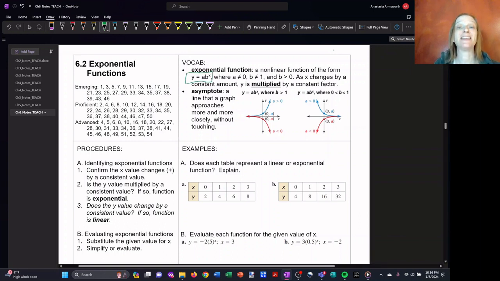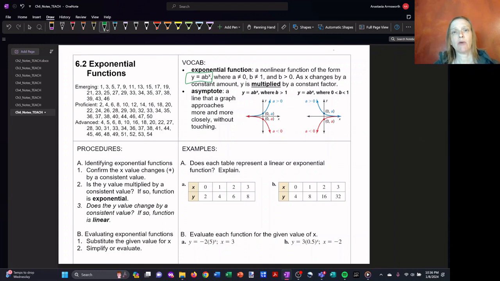a times b to the x power, where a does not equal 0, b does not equal 1, and b is greater than 0. And you'll see examples of why it's important to have these restrictions as we move through this. But obviously, if a equaled 0, this whole thing would just say y equals 0, and there wouldn't be an exponential part of this equation.